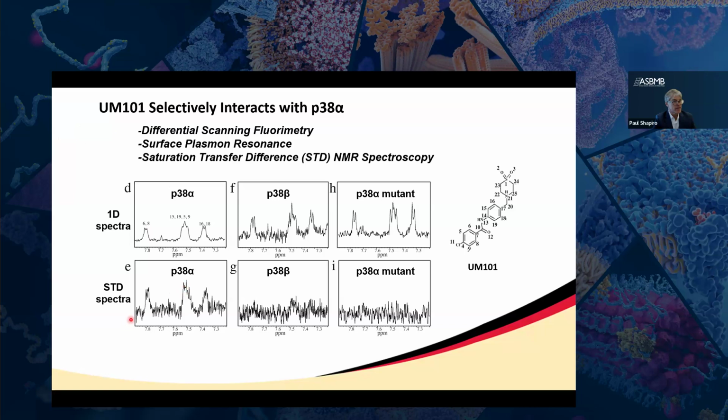And so in alpha, you can see the peaks pretty much are retained here, but in beta, they go away, meaning that the compound is not close to the target. In the mutation, where mutations in residues in the region where we designed the compound for, they went away too. So suggesting that certain parts of the compound were interacting with p38 alpha and not beta.